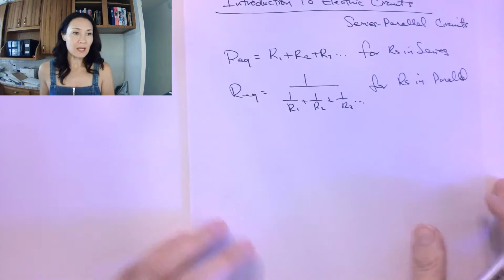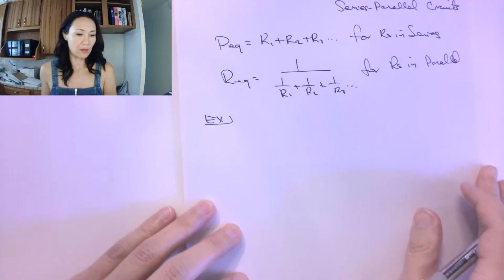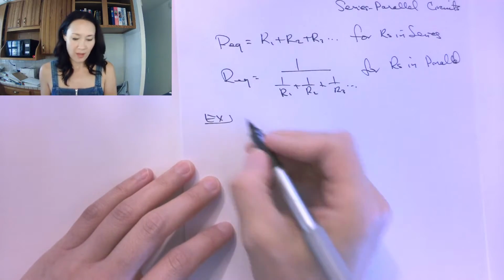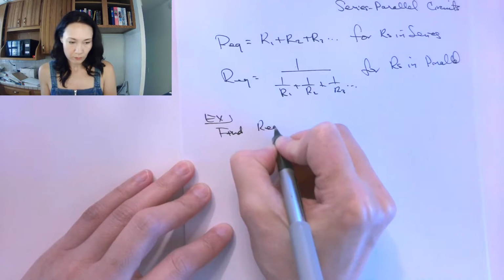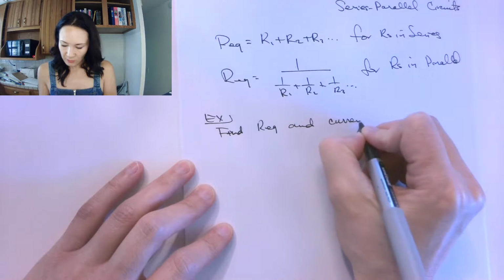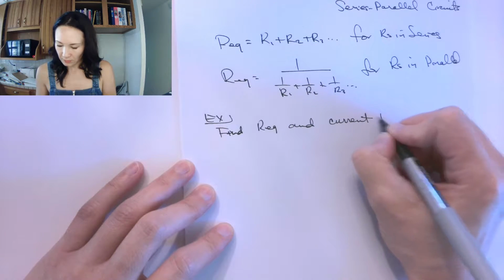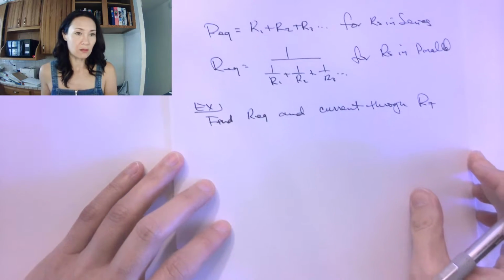Okay, so let's see an example of how we would analyze one of these series parallel circuits. Suppose we want to find R equivalent, and after that we want to find the current that goes through R7.